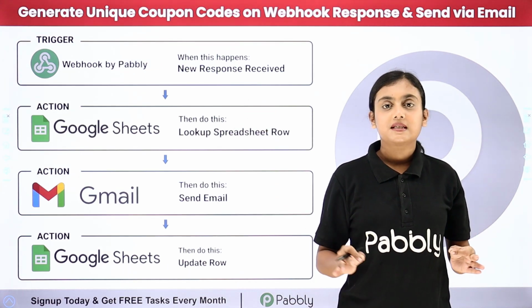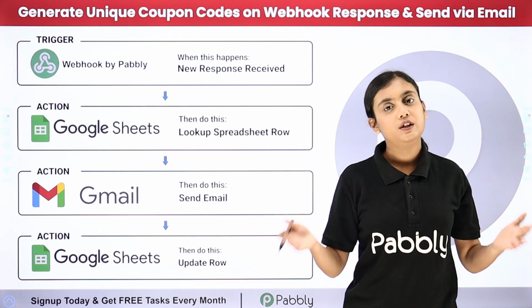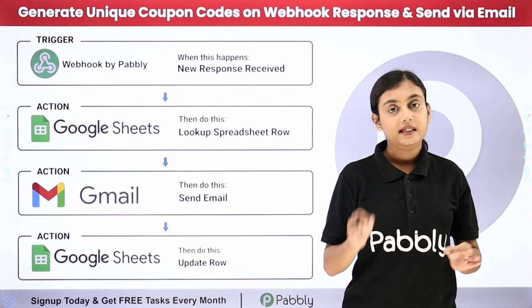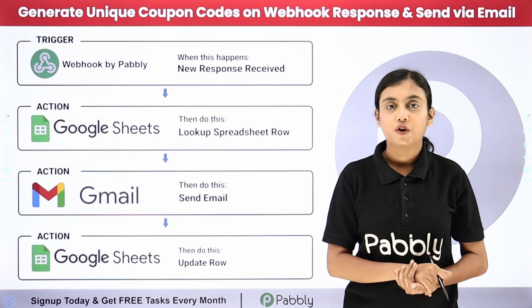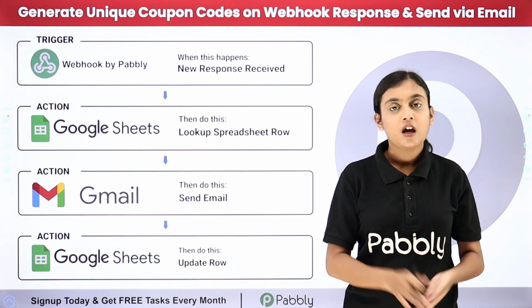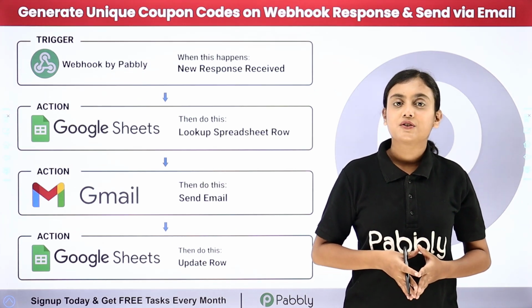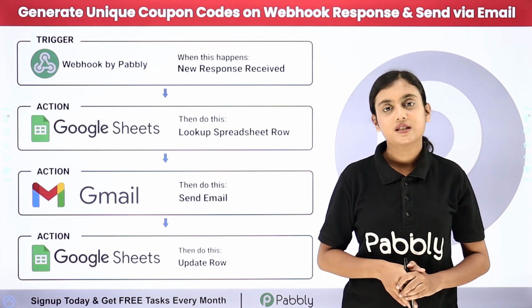Here what I want is that as soon as I receive a new Webhook response, that means whenever a new form submission is done by my customers, automatically a unique coupon code should be forwarded to them as an email. For that, we are going to create this amazing automation by Pabbly Connect, which is an amazing automation and integration software.